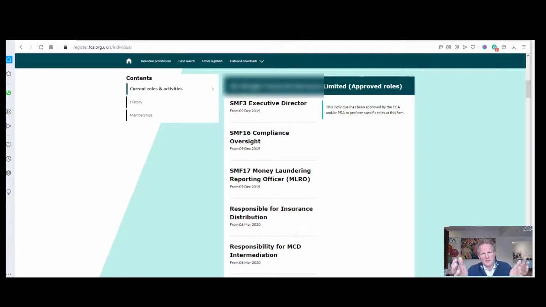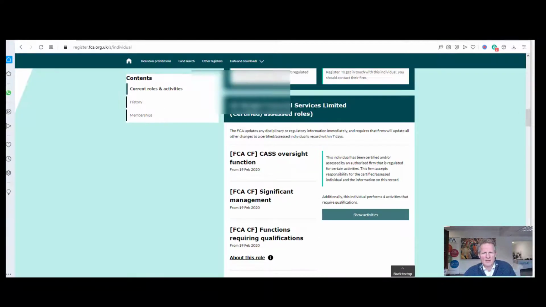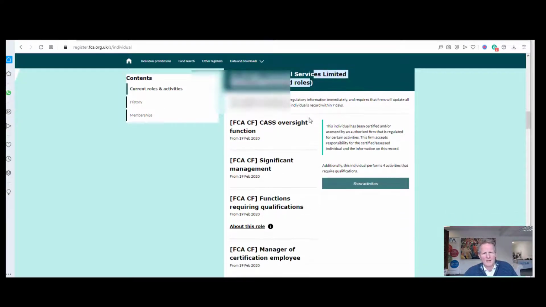Directory persons data. This is the part of the SMF changes. The firms did not need to get approved roles. If you look at the register here, approved roles are the senior manager functions, SMF 3, 16 and 17 for most firms. Now, for the certified roles, seen on the FCA register like this, there's a whole lot of other directory roles which are certified, which are notified to the FCA.